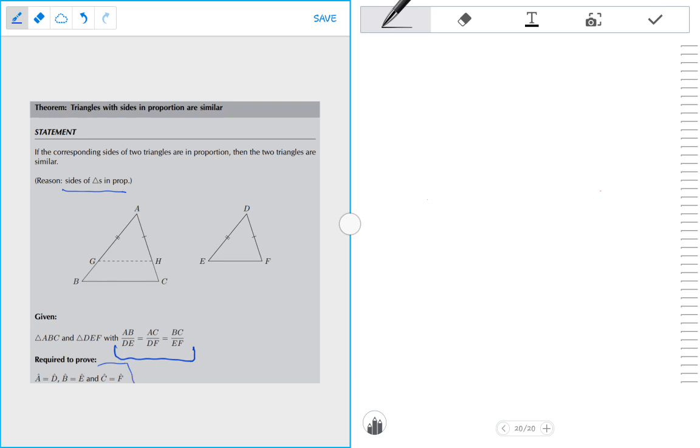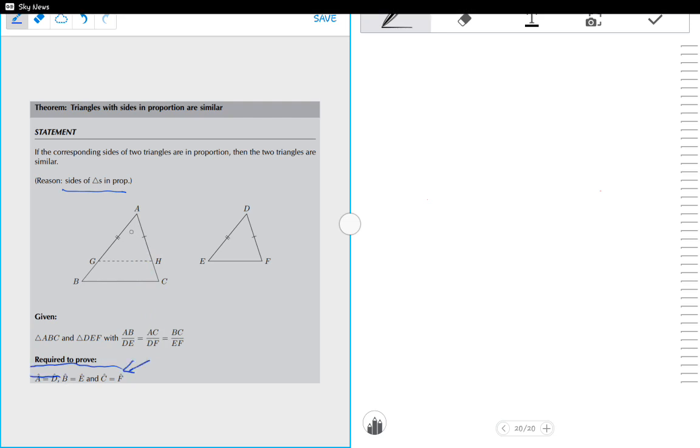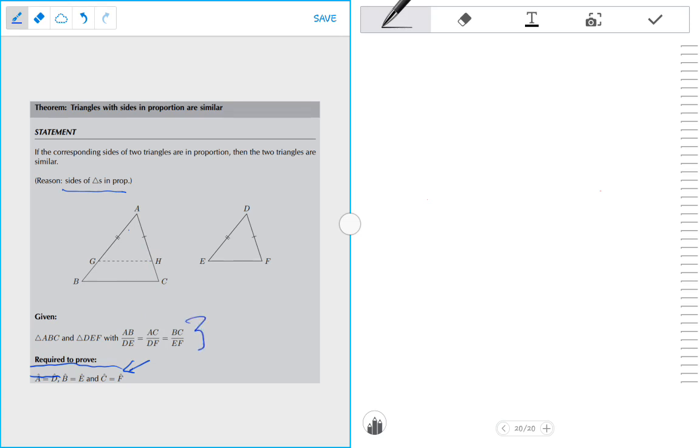We need to prove that angle A and angle D are equal, angle B and angle E are equal, and also C and F are all equal. Sometimes you are going to be given the angles, that they are equal, and you will be required to prove the sides in proportion.